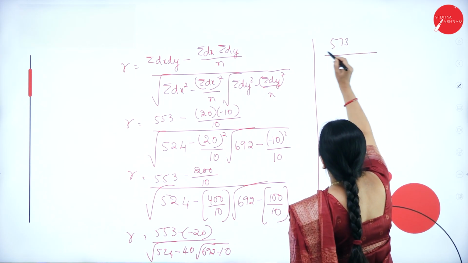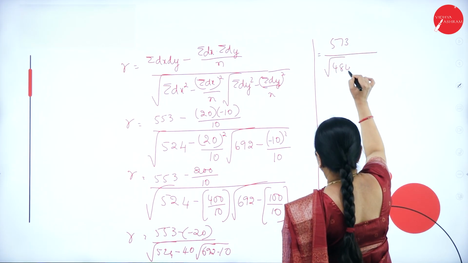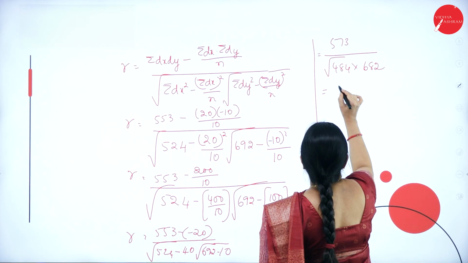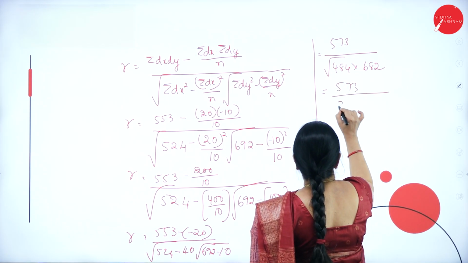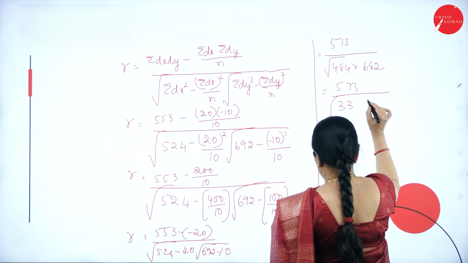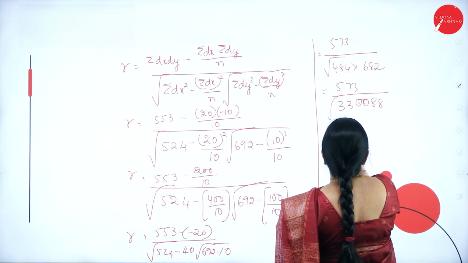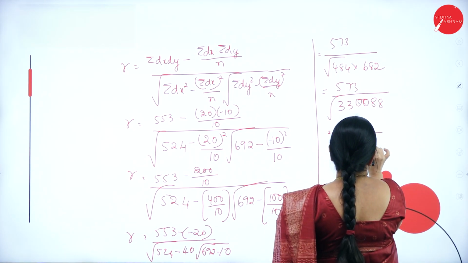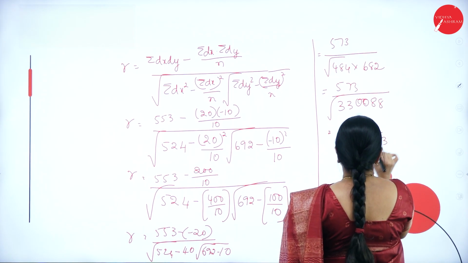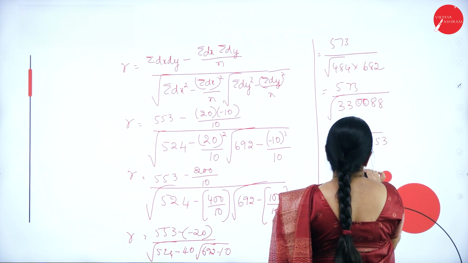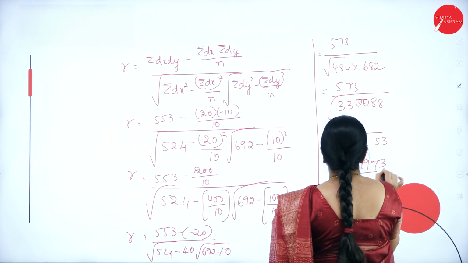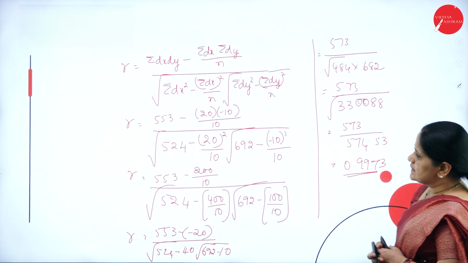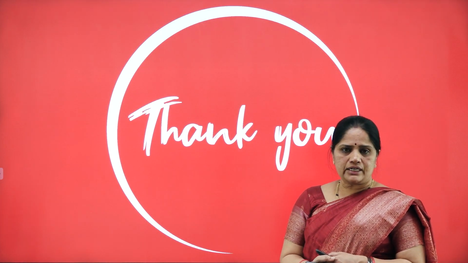So when I simplify all this, I get 573 divided by root of 484 into 682. This will be equal to 573 divided by root of 33088, which is 573 divided by 574.53. So this will be equal to 0.9973. So this is the answer. With this, we come to the end of the session.